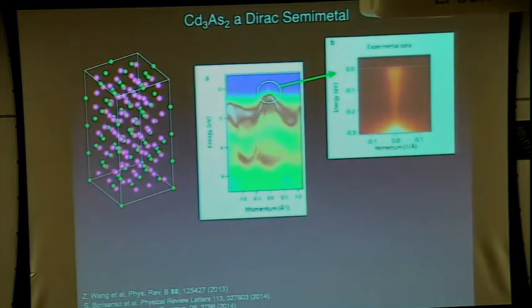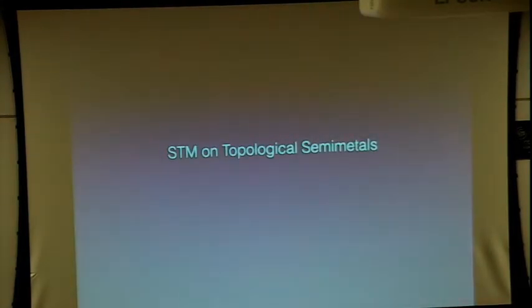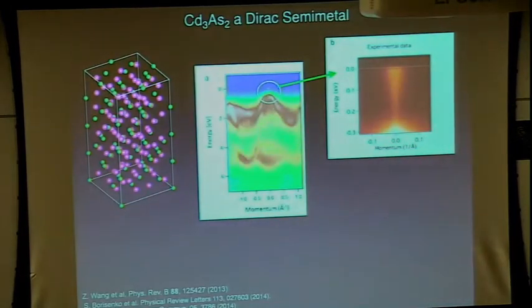Okay, so let me tell you first about an unsuccessful attempt. We first started with cadmium arsenide. Cadmium arsenide was one of the first examples of a Dirac semimetal, in which our ARPES colleagues cleaved these samples. This is a very, very complicated material. This is the unit cell. I think it has something like 80 atoms in the unit cell.